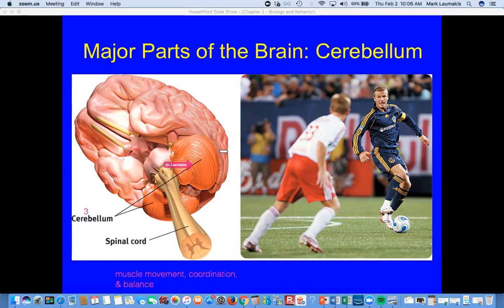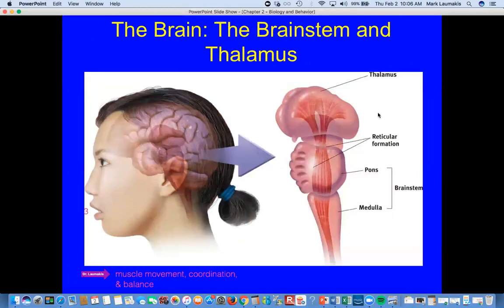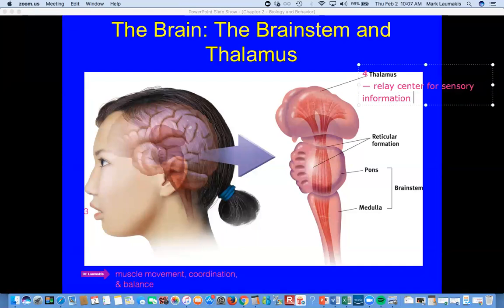Down the bottom there, muscle movement, coordination, and balance. I scribbled it in down the bottom of the slide right there. Okay? All right. Let's go back to that previous slide and do the thalamus, I guess, which is number 4 here. So we had medulla number 1, pons number 2, cerebellum number 3, and now the thalamus is going to be the relay center, he said, for sensory information, other than smell, okay.